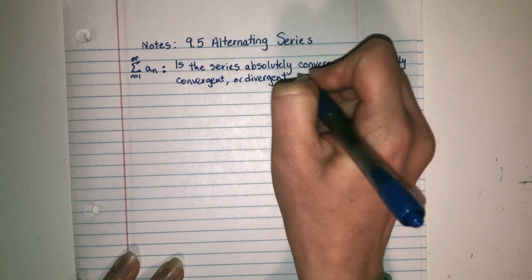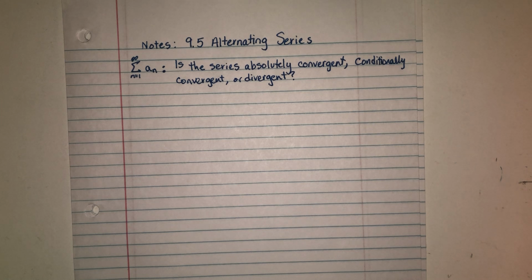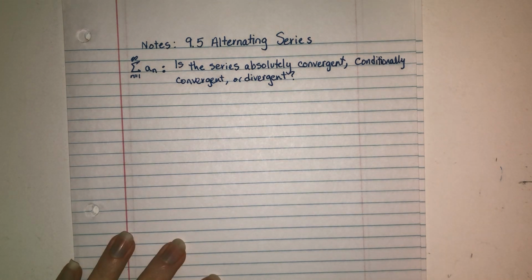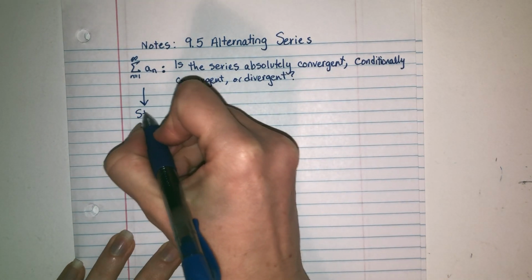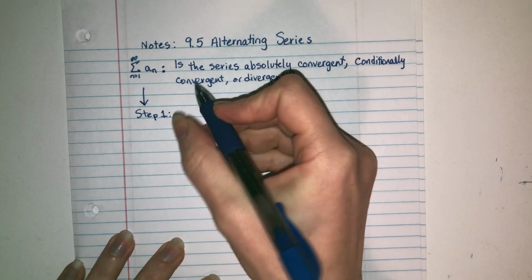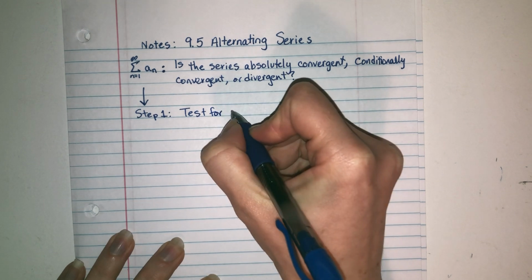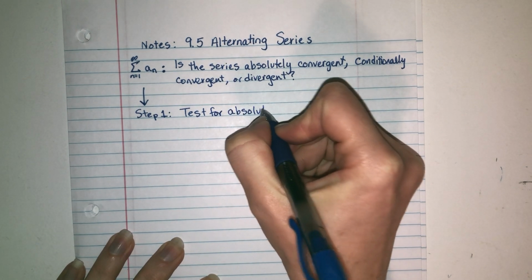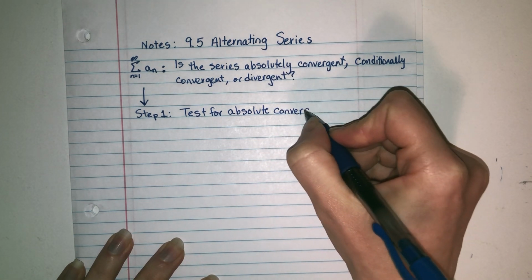So you might notice that we have three choices this time, where in the past we've just said, is it converging or diverging? Here we've got two different types of converging alternating series: absolutely convergent and conditionally convergent. And we want to be able to differentiate between the two. So we're asking ourselves this question, and that takes us to step 1, which is to do the test for absolute convergence. So this is what we check first, and the order matters.